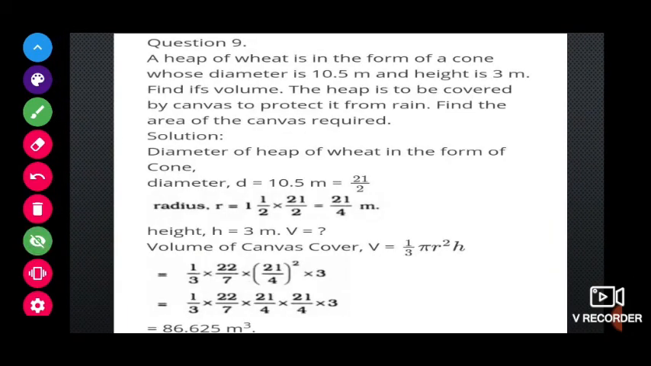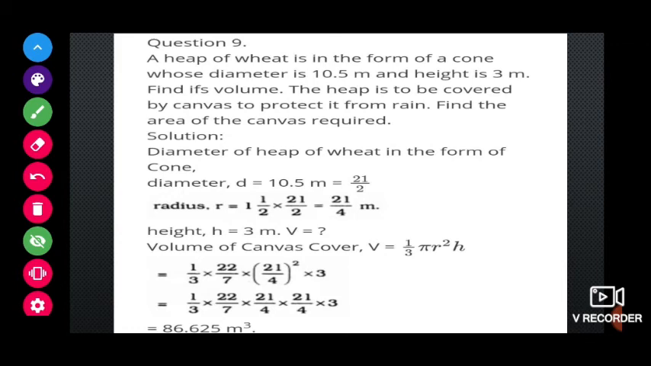Question number 9. A heap of wheat is in the form of a cone whose diameter is 10.5 meter and height is 3 meter. Find its volume. The heap is to be covered by canvas to protect it from the rain. Find the area of the canvas required. Here both they are asking, children. First is the volume and the second, the canvas required, is nothing but how much canvas should be there to cover.